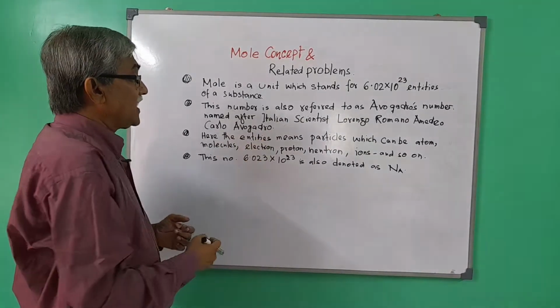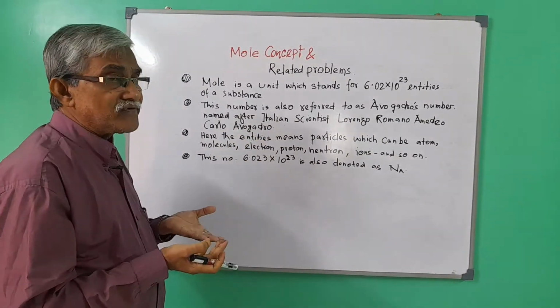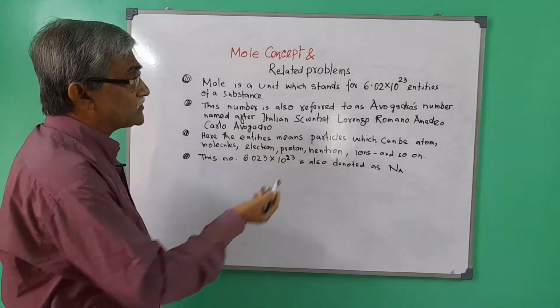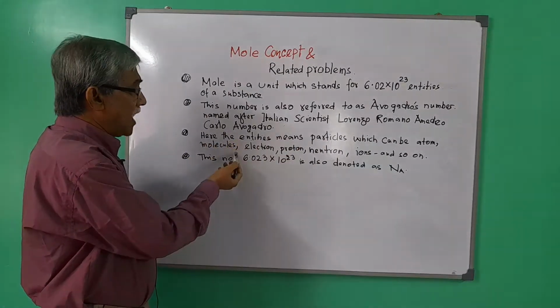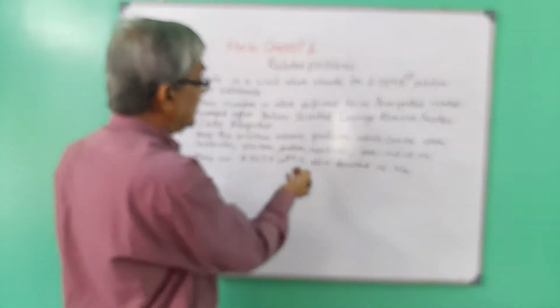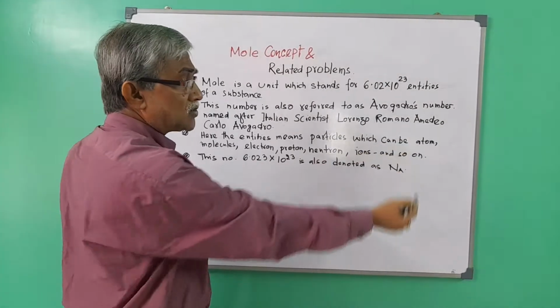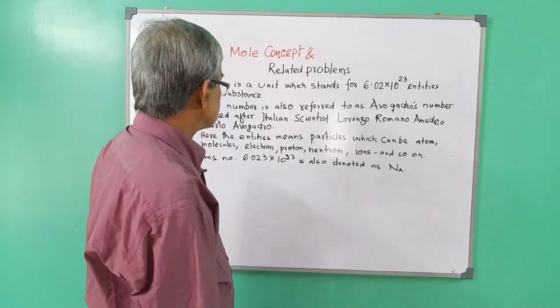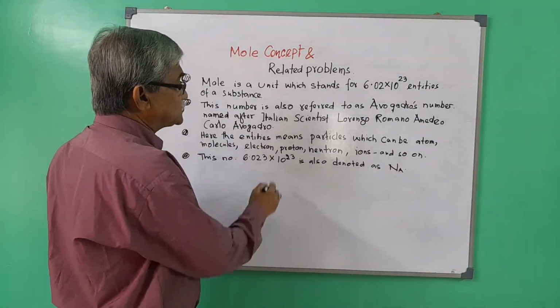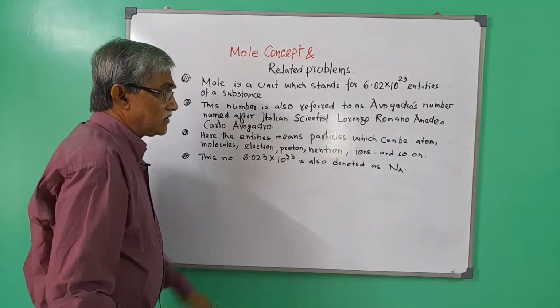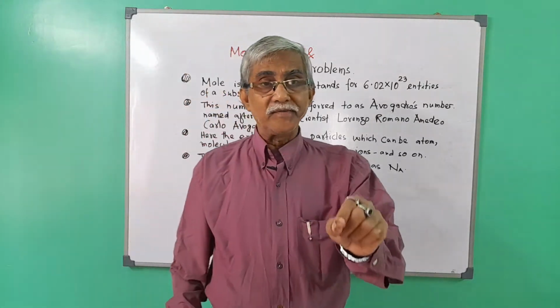Here, the entities means particles, which can be atoms, molecules, electrons, protons, neutrons, ions, and so on. This number 6.023 into 10 to the power 23 is also denoted by N_A.